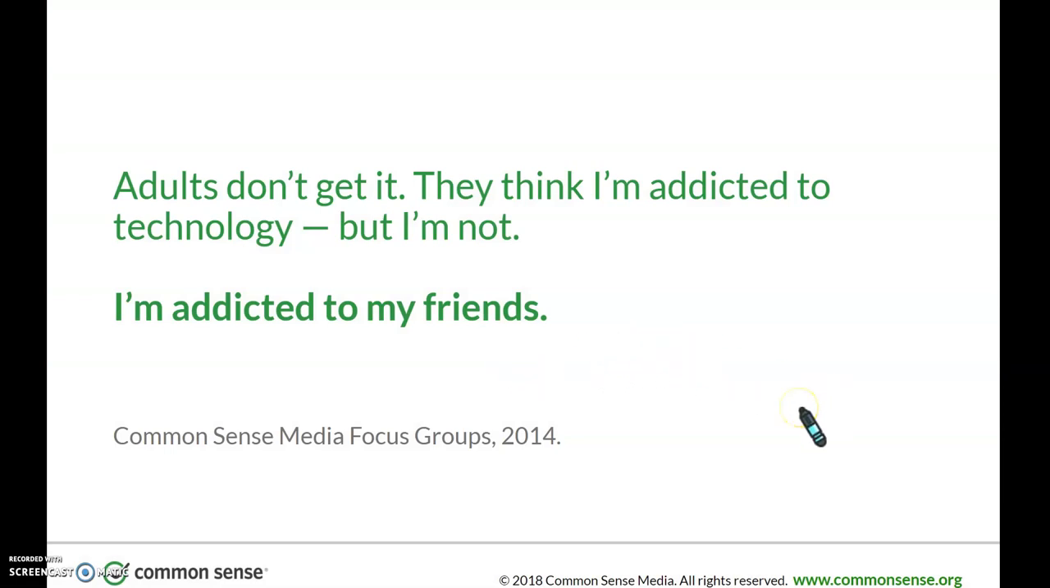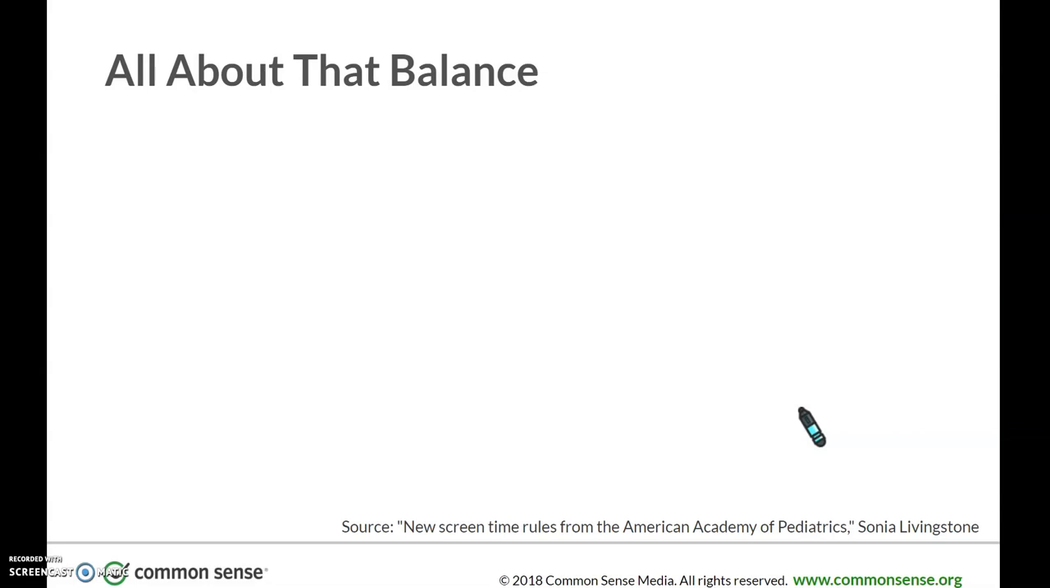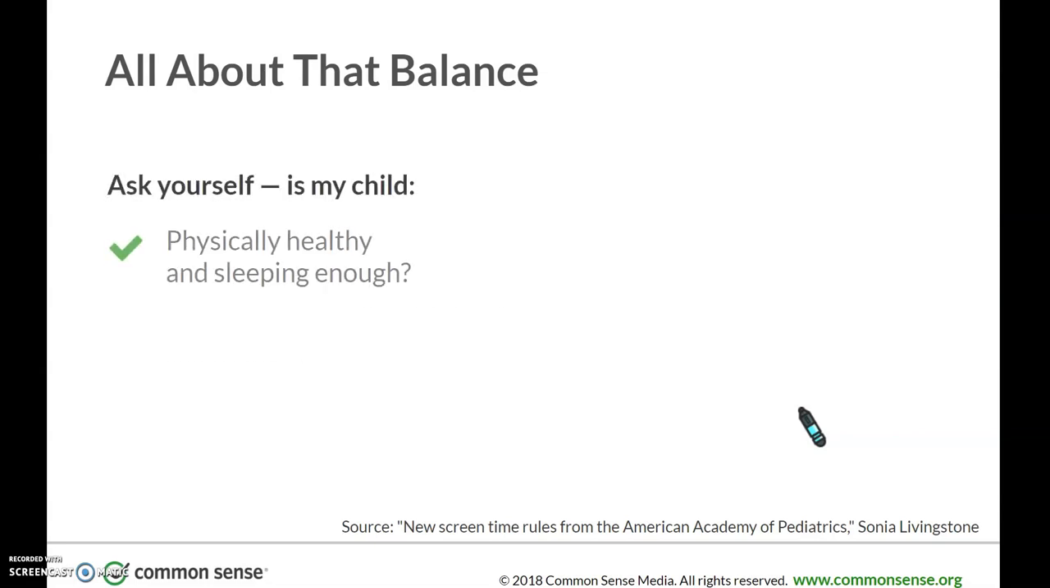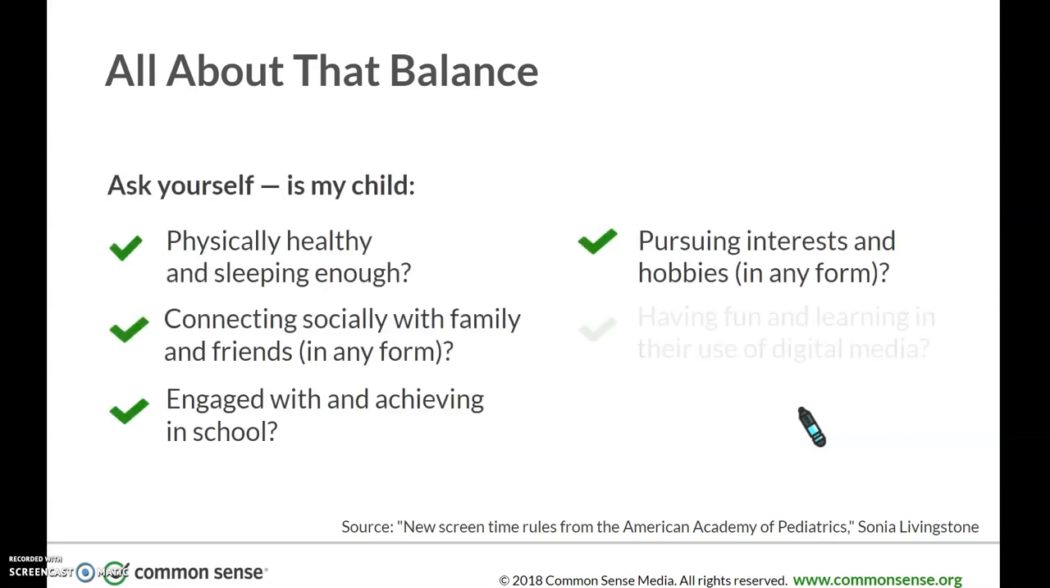And as one student explained to Common Sense, adults don't get it. They think I'm addicted to technology, but I'm not. I'm addicted to my friends, and I use technology to interact with my friends. Before, they might go to hang out in the park or in each other's houses. Now they'll often stay home and hang out online. But it's because they're addicted to their friends. And it's important to get the balance right.